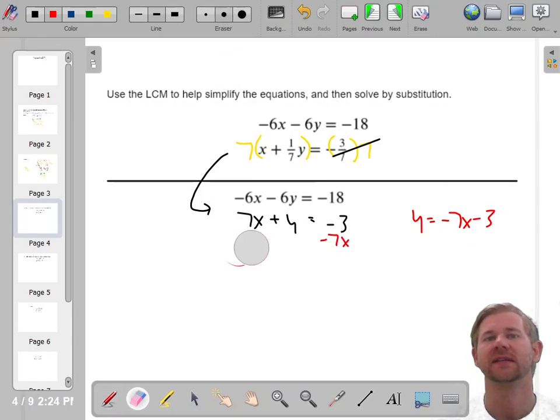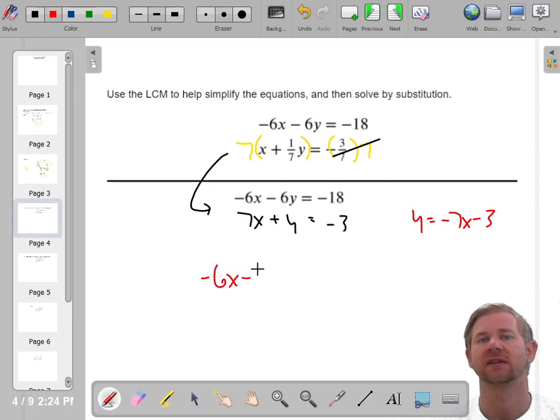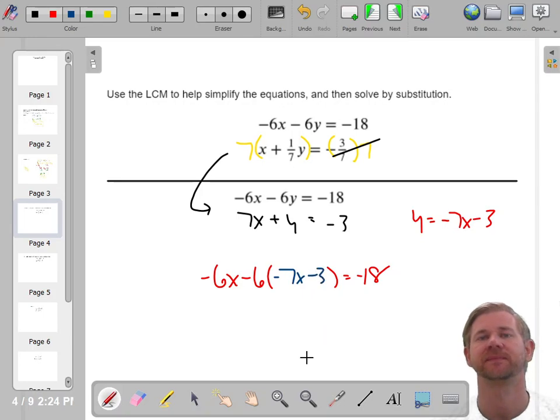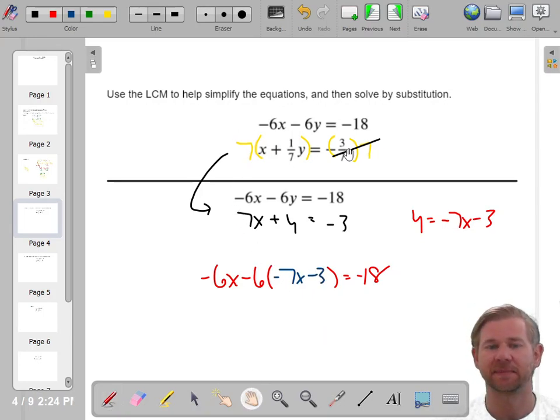So what I'm going to do now, in my other equation, right here, instead of y, I'm going to write negative 7x minus 3. Okay? In one step, I've gotten rid of all the fractions. I made this much easier to deal with.